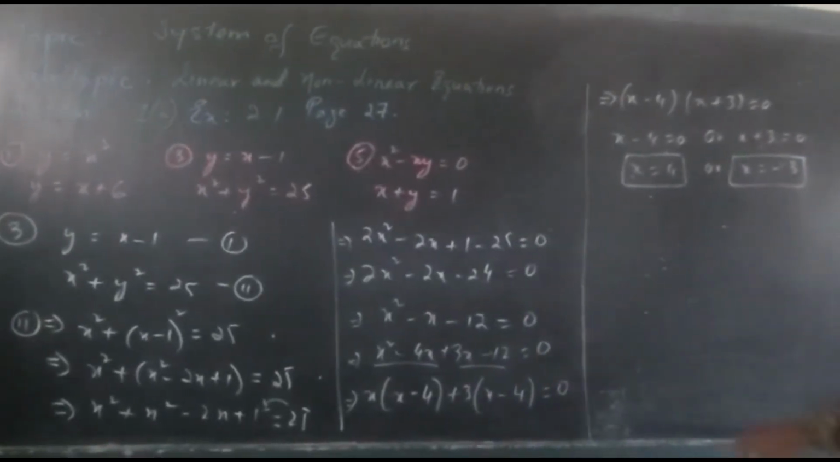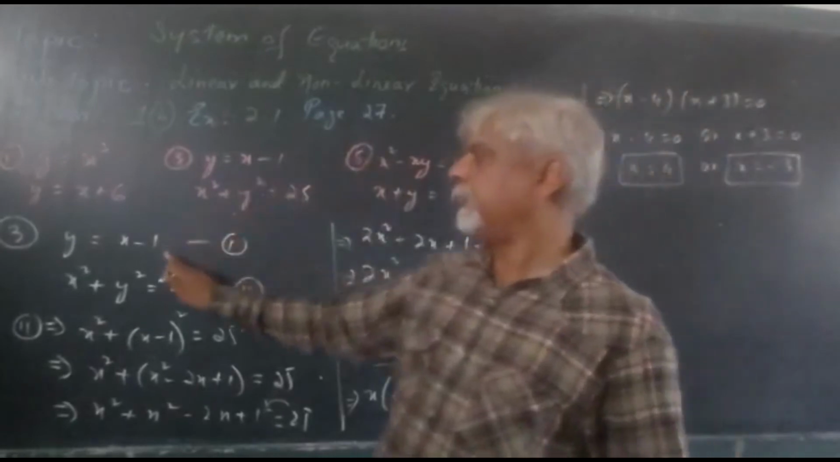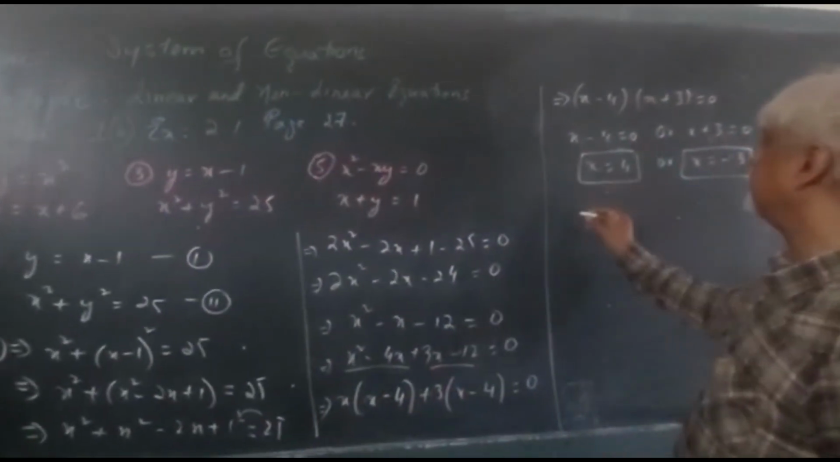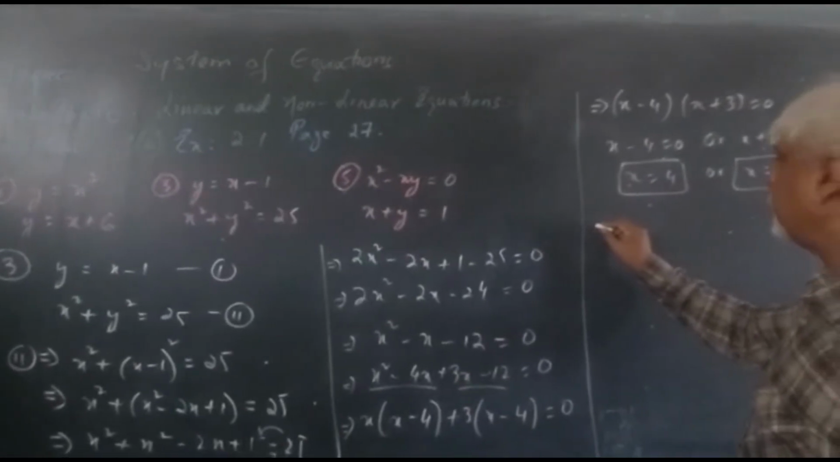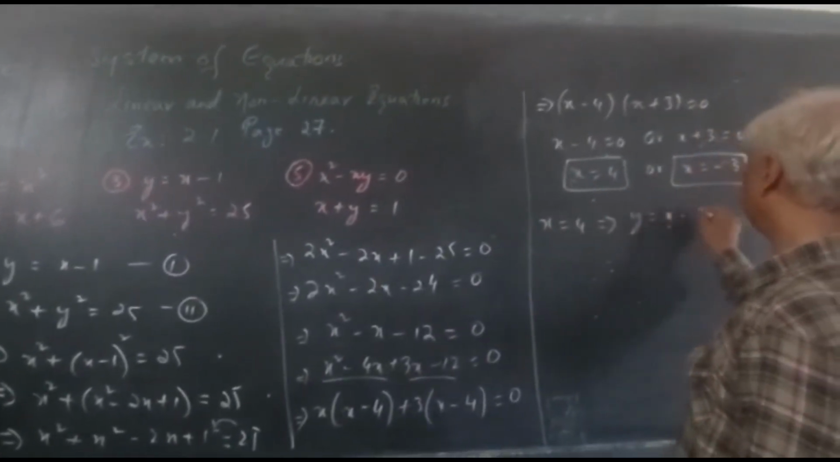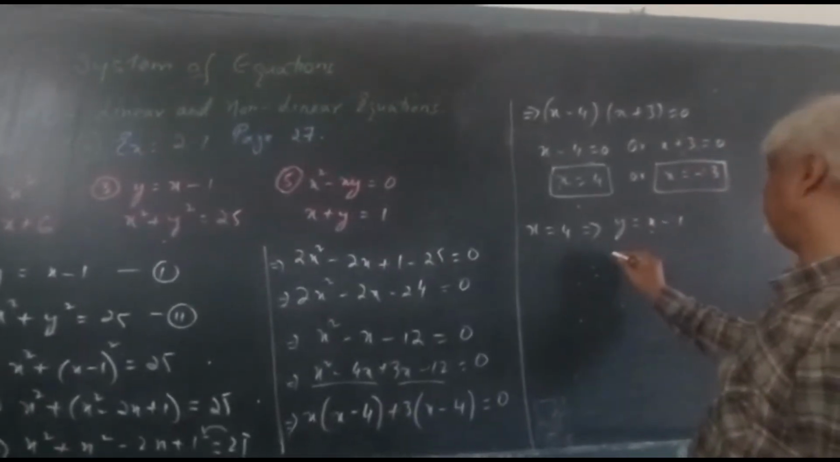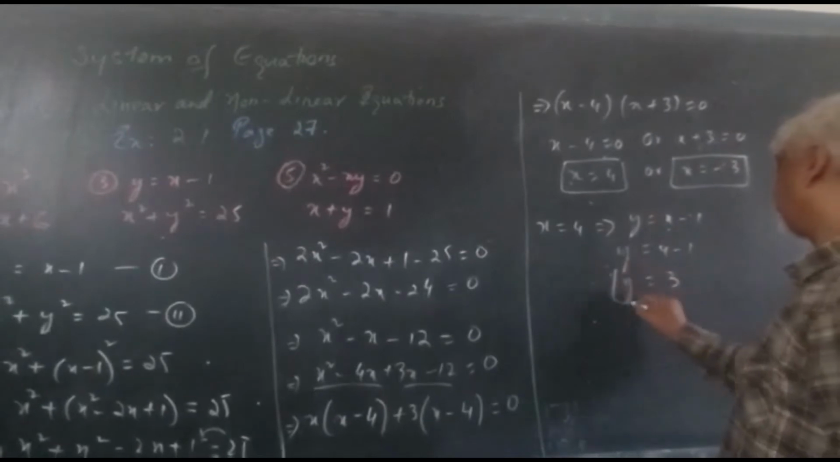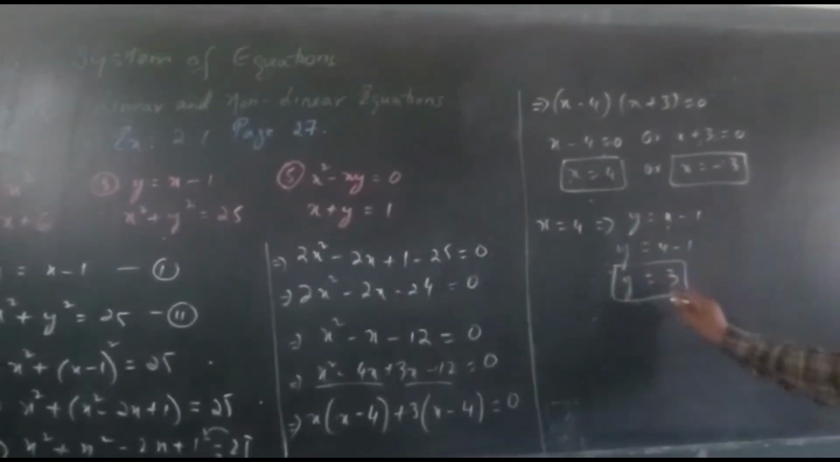Okay, now I'll put the value of x equals 4 in the first equation to get the value of y. So x equals 4 in our first equation, that is y equals x minus 1. So y equals 4 minus 1, y equals 3. Okay, so I've got 4 and 3.